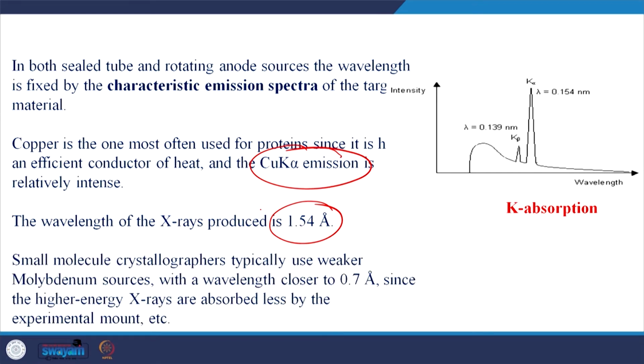Small molecule crystallographers typically use weaker molybdenum sources. They do not need as intense a source as what we need to solve the protein crystals. So, they typically use molybdenum instead of copper, with a wavelength closer to 0.7 angstrom, since the higher energy X-rays are absorbed less by the experimental mount.